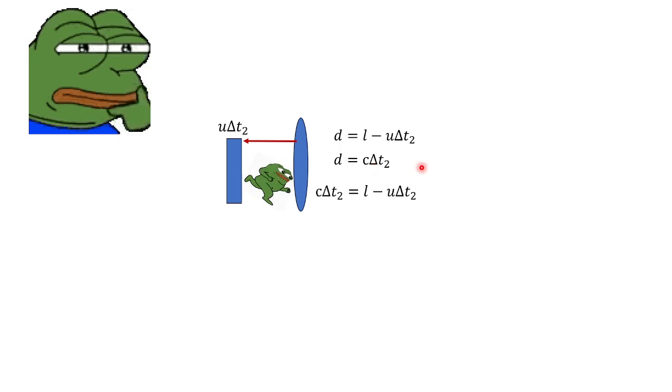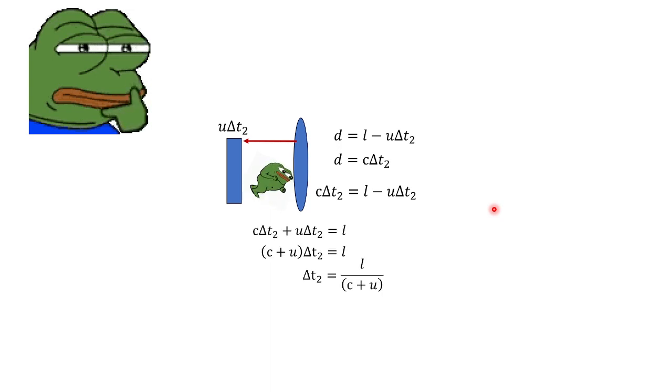Now, we equate these two. We have c delta t sub 2 is equal to L minus u, the relativistic speed of Pepe, times delta t sub 2. So this is just a continuation. Pepe is just continually running, and we examine the relativity principle and, of course, Maxwell's equations. Now, we just manipulate the equation algebraically, and we arrive at the equation delta t sub 2 is equal to L over c plus u.